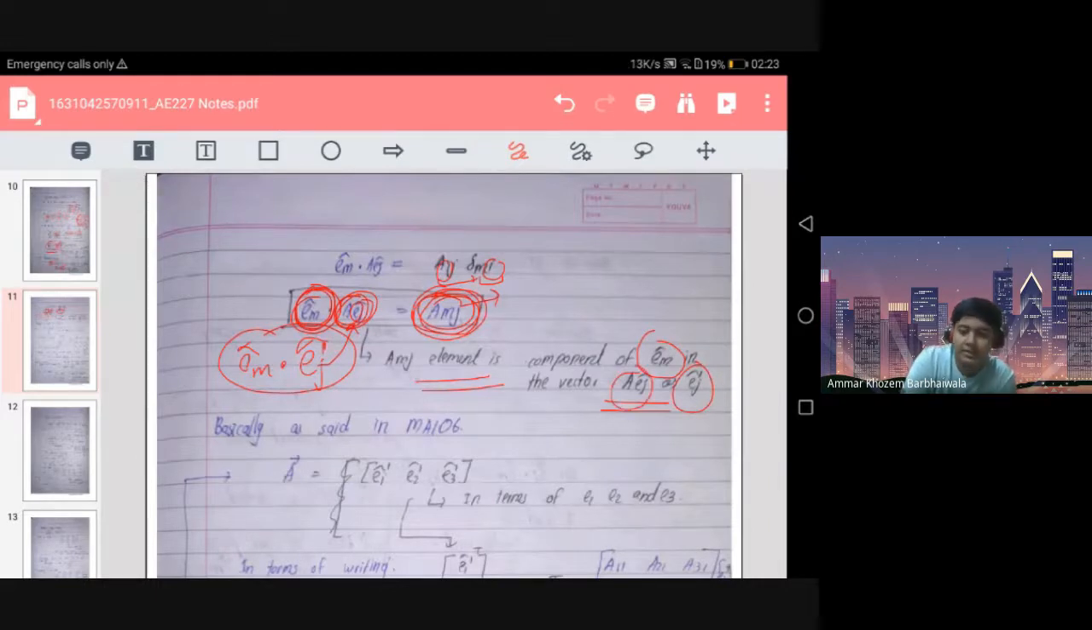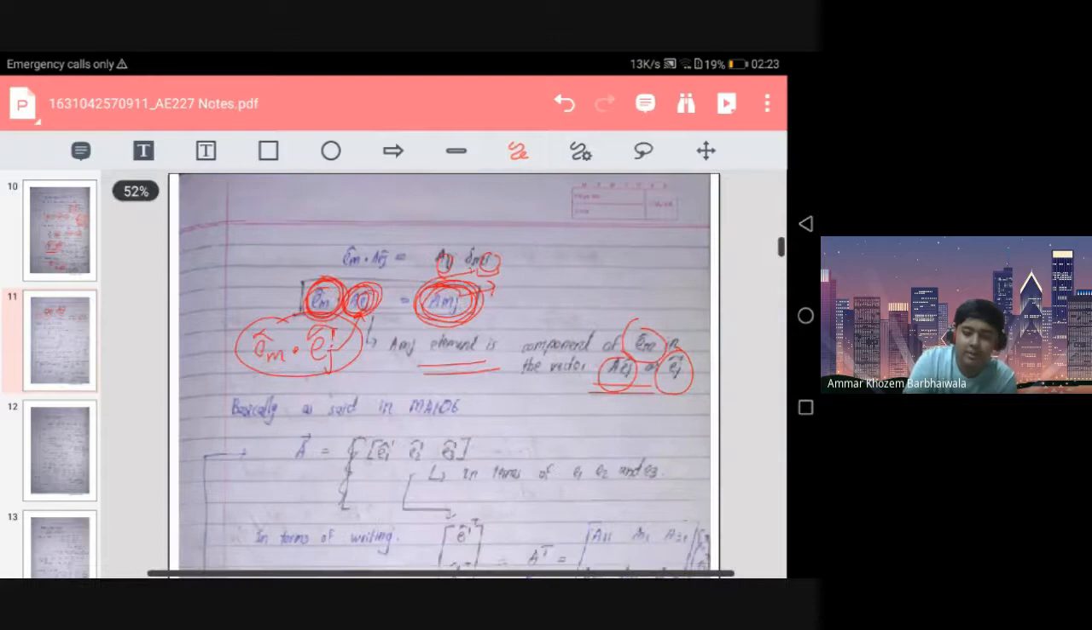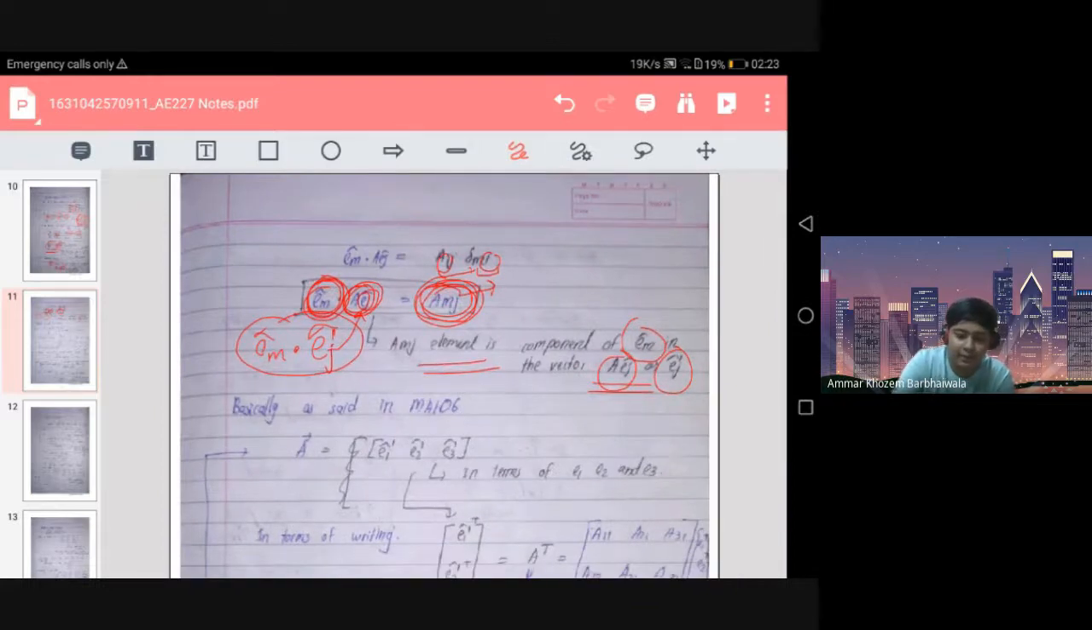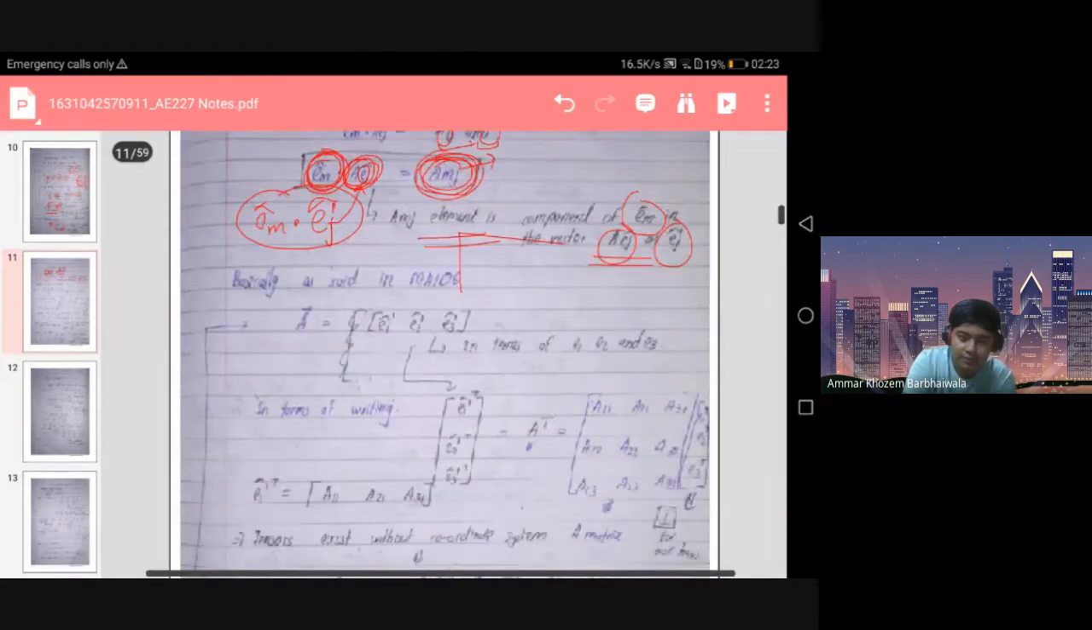This is some revision of MA106. You can check the proofs of this in MA106. We have done this in our linear algebra course, so you can just go through this as such.